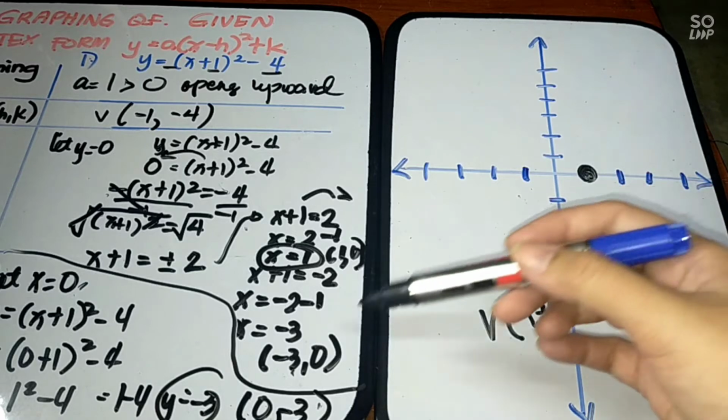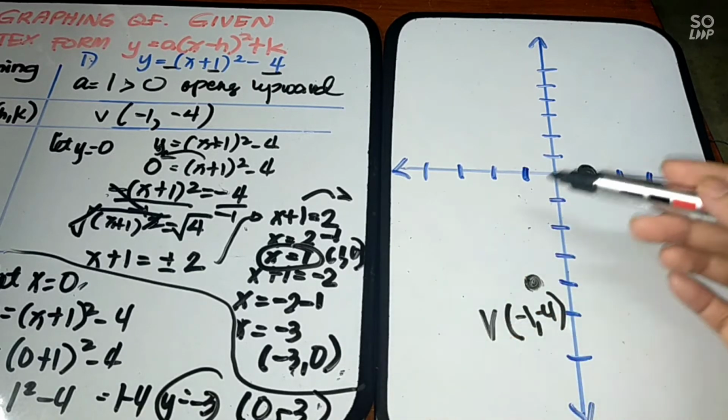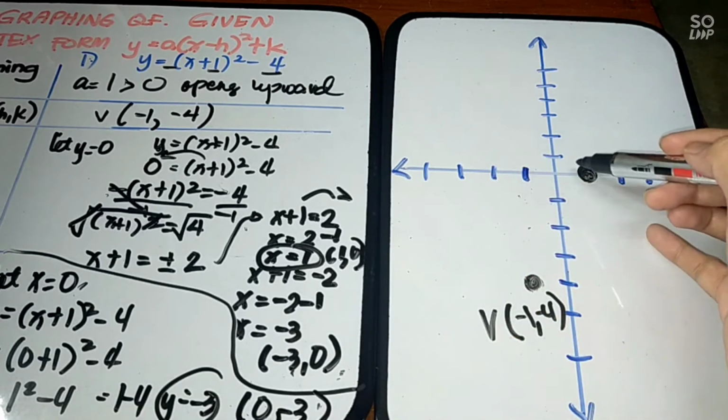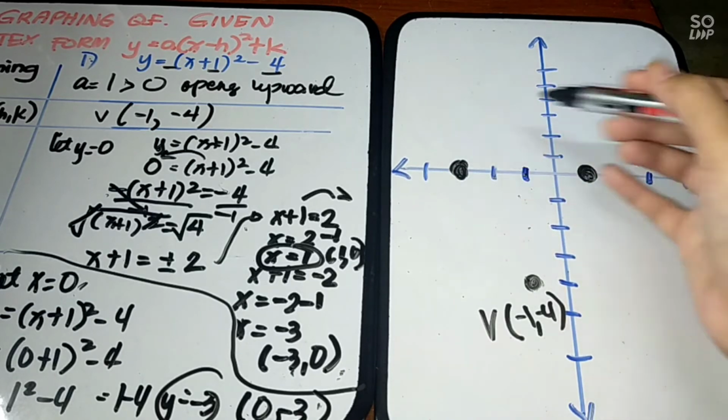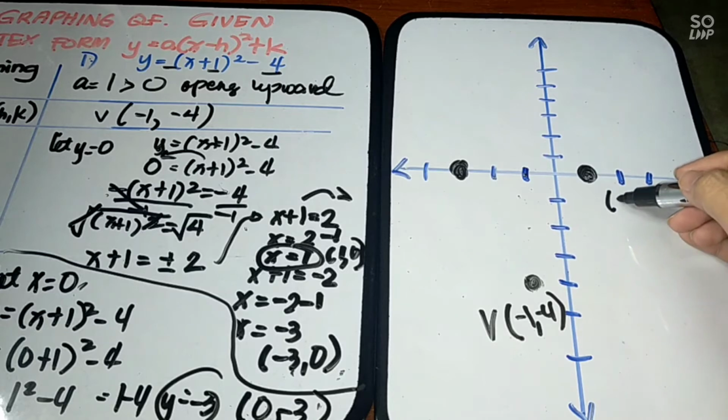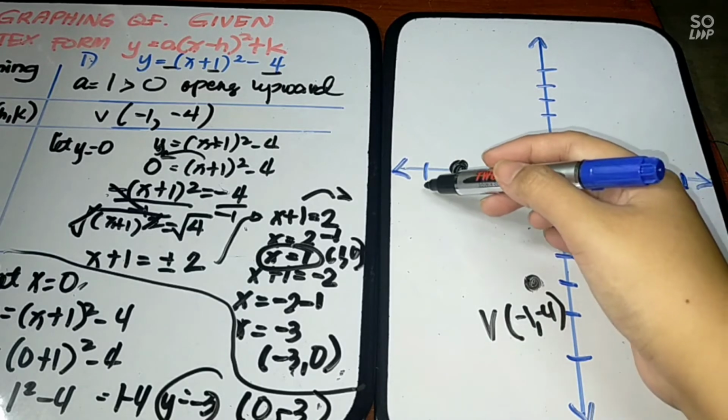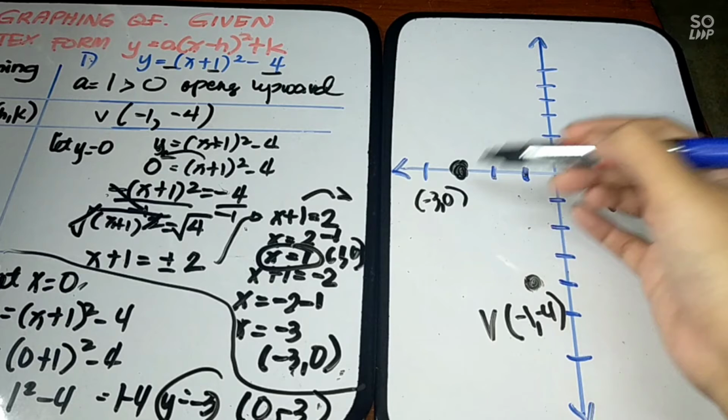Next, we have (-3, 0). So, negative 3 here. We have negative 1, negative 2, negative 3. So, this is the other point. This is your (1, 0), then this one is (-3, 0).